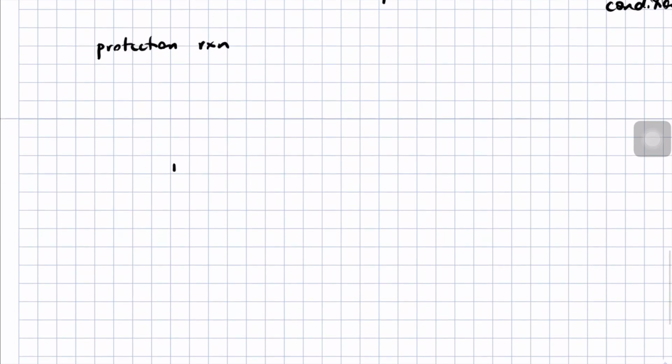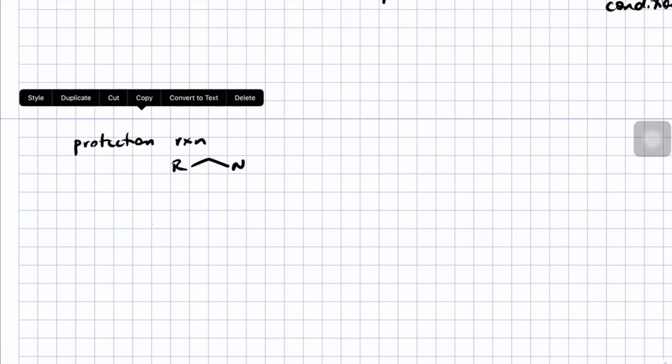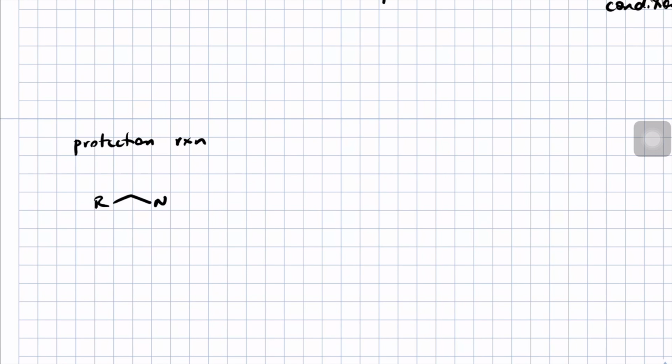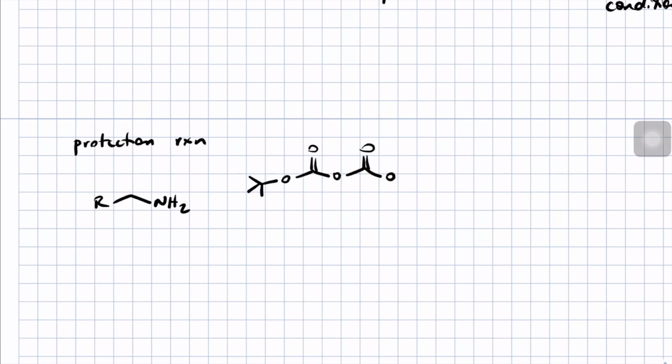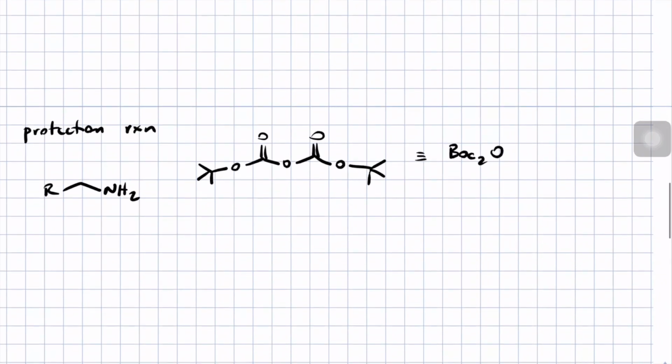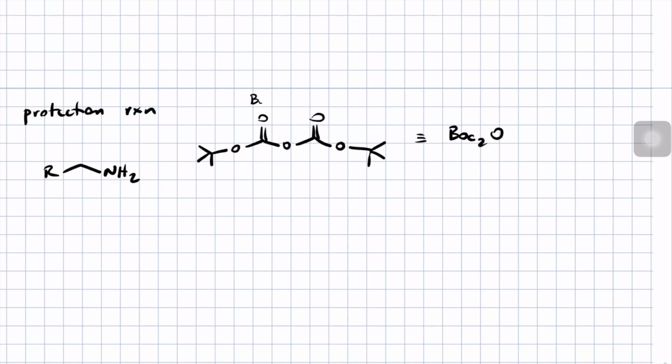So let me show you the protection reaction. You start with your amine. You add a reagent called Boc anhydride. That will often be abbreviated in your text as Boc2O. Boc anhydride is another name for it.